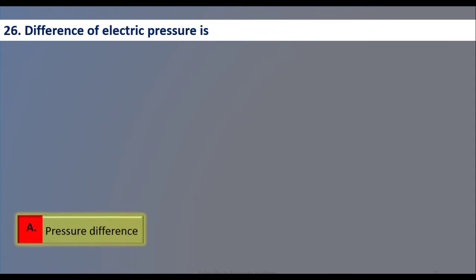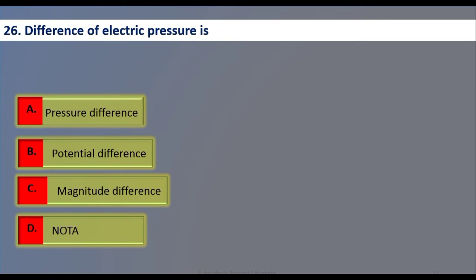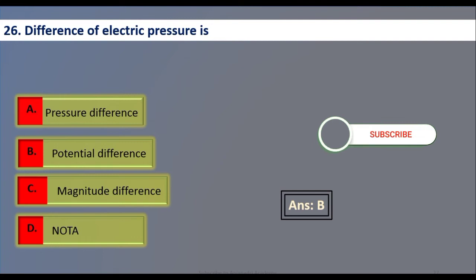Difference of electric pressure is called as pressure difference, potential difference, magnitude difference or magnetic difference, none of the above. Yes, it is potential difference. Option B is the right answer.